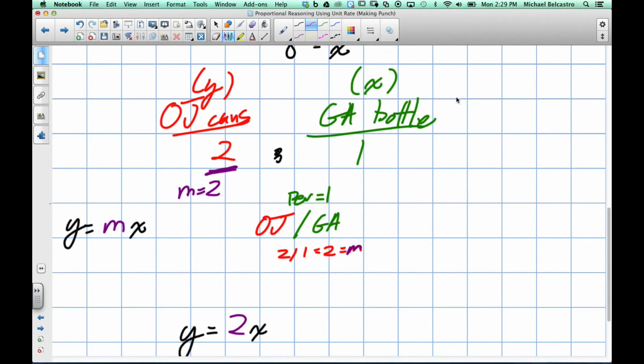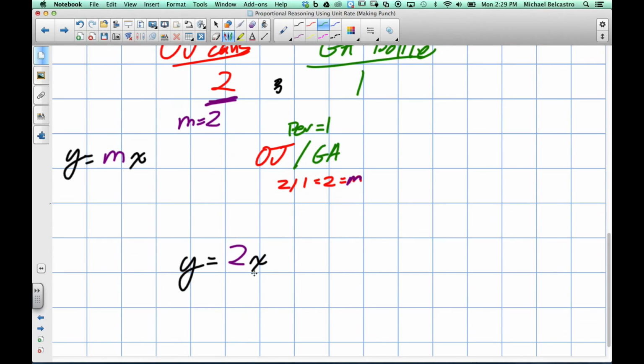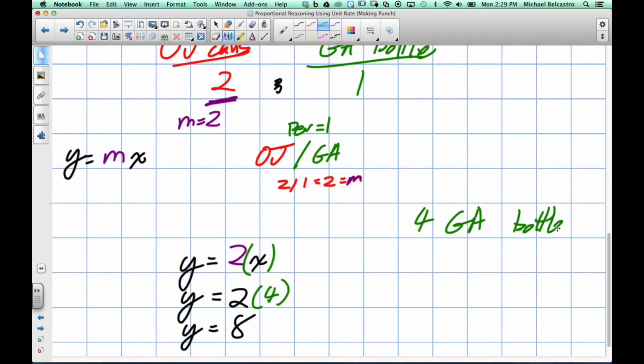Remember, we knew that we needed 4 ginger ale bottles. So we're going to replace X with the value of 4, which works out really nicely because there isn't really any moving left or right or balancing the equation. We have 2 times our value of 4. So how many cans of OJ do we need? Well, 2 times 4 is 8. Exact same thing we found before. We need, for 4 ginger ale bottles, we need 8 OJ cans.